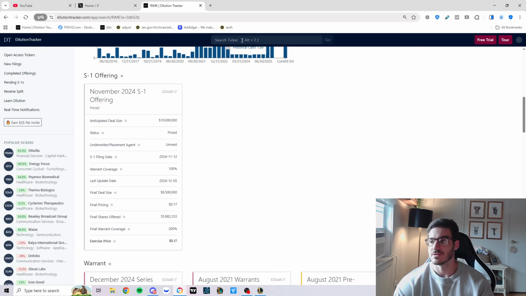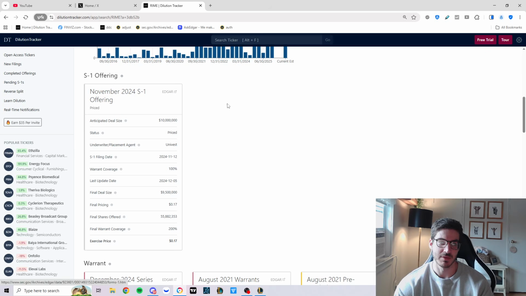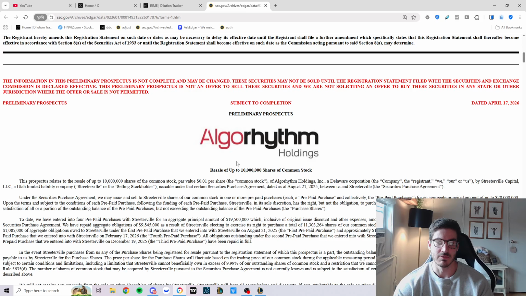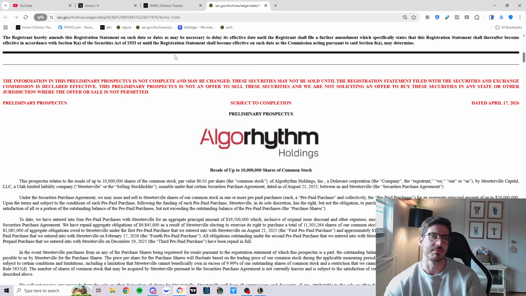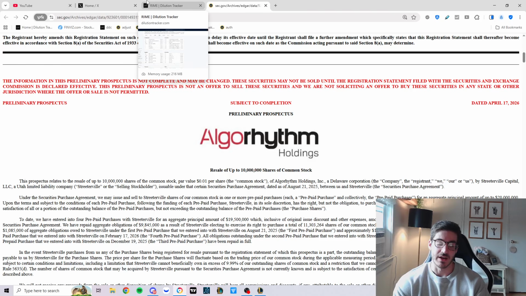S1s, S3s, it's just an offering, right? It's an offering plan that gets put in, like this one was just filed. This is a resale of up to 10 million shares of stock, okay? Now, one of the most important things when it comes to stuff like this is reading the top of the page. You see here, these securities may not be sold until the registration statement filed with the SEC is declared effective.